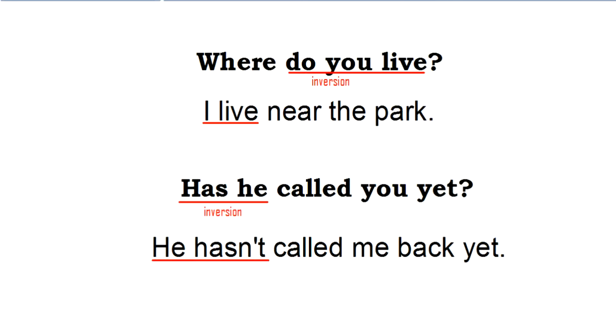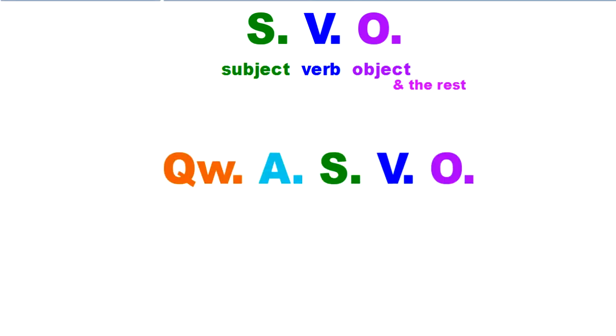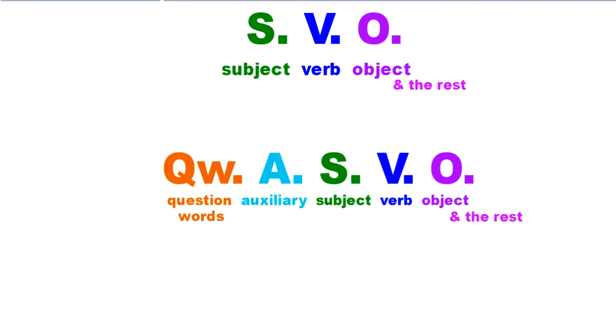So if you recall from the last video, the order of a statement is abbreviated SVO, subject, verb, object, or subject, verb, and the rest. And this is how we can remember the sequence. So when we're talking about questions, we can use this acronym. And this is to help our students remember the correct order of a question. QWASVO. Question words, auxiliary, subject, verb, object, and the rest.